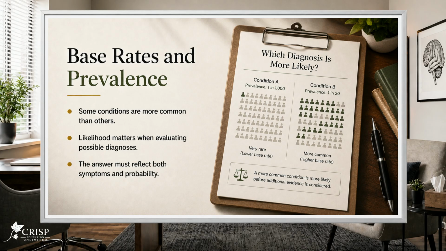Base rates and prevalence also play a role in many questions. Some conditions occur more frequently than others, and this information influences how likely a diagnosis is in a given situation. Ignoring base rates can lead to selecting an answer that matches one detail in the scenario, while overlooking how common or uncommon the condition is. The correct answer reflects both the details of the case and the likelihood of different possibilities.